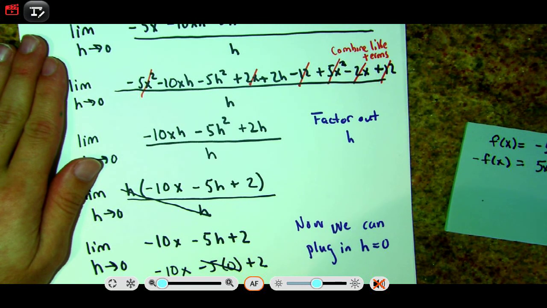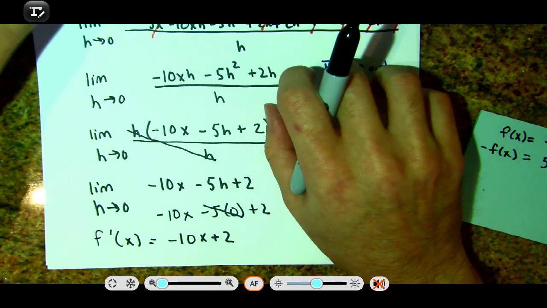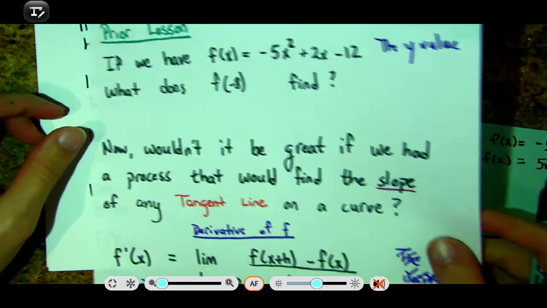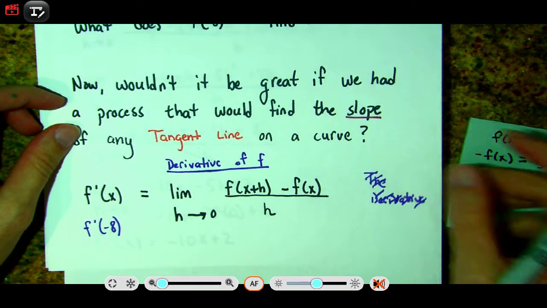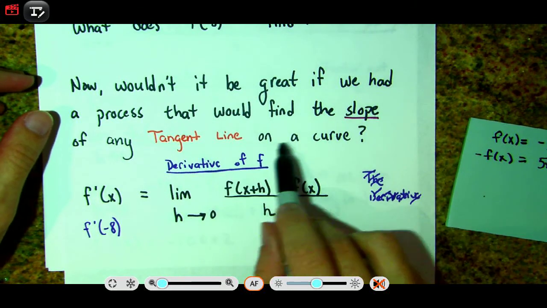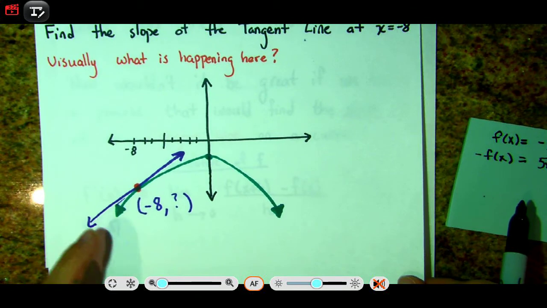Oh, my bad. I just realized I didn't do this. Okay. So great. Now we finally have this. And let's go back a little bit for a second. Yeah, this one. Notice, what was the nice thing we would like? Wouldn't it be great if we had a process that would find the slope of the tangent line on a curve? So let's just remember, what do we want? We want to find the slope of this tangent line at x equals negative 8.